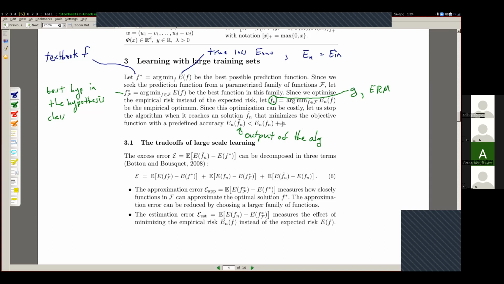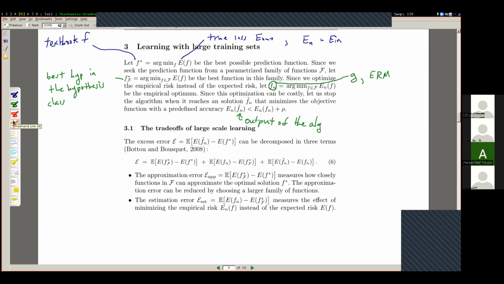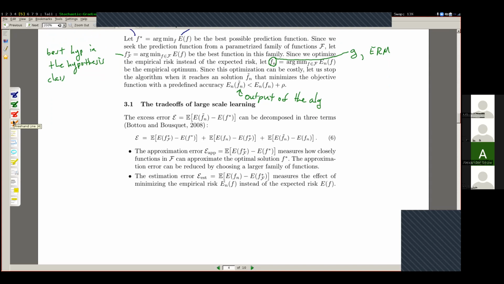So all that's just taking a look at the notation here. Any questions about any of the notation? Okay.